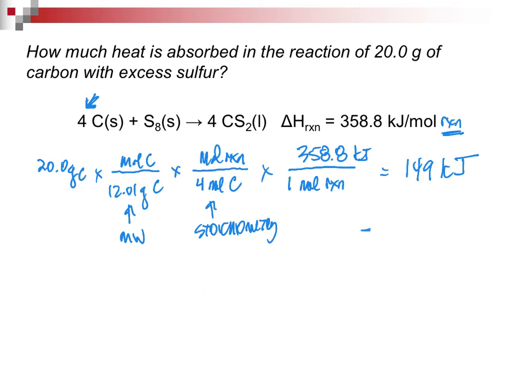So one of 2 types of problems can occur on your midterm. It could be the one from the slide before, or it could be this one. What I did was I started with the number of grams. Using the molecular weight, I turned it into moles. Using stoichiometry, I made it into the moles of reaction. And then finally, I used the delta H of reaction in order to come up with the number of kilojoules.